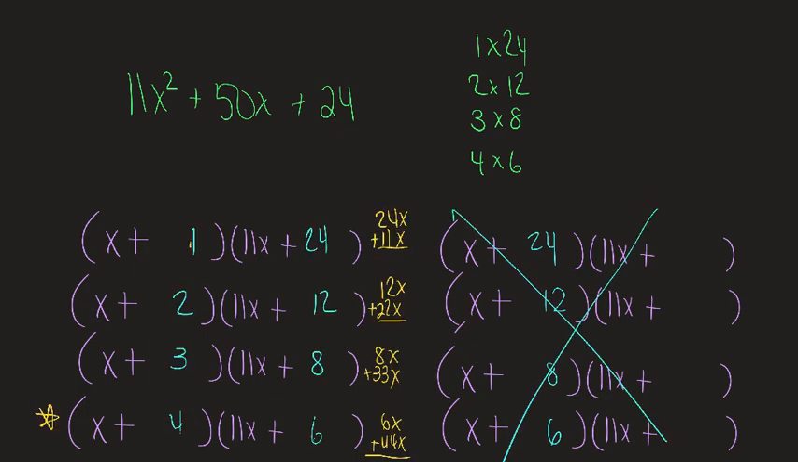All right, so if I do outer plus inner, I get 24 plus 11, too small. Outer plus inner, I get 12x and 22x, still too small. Outer plus inner, I'm getting closer, I'm at 41x, but this last one is it. Outer plus inner, 6 and 44 makes our target of 50.